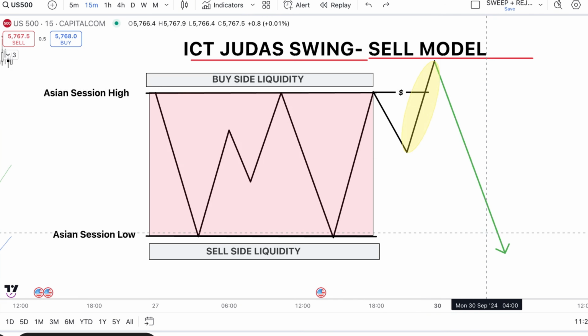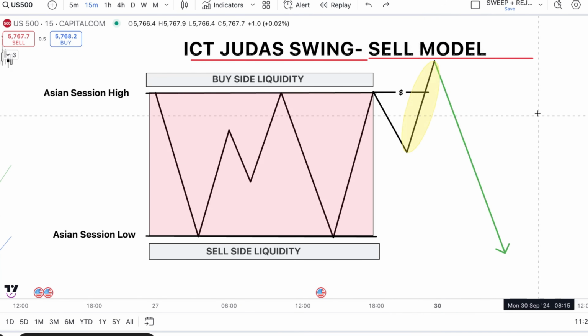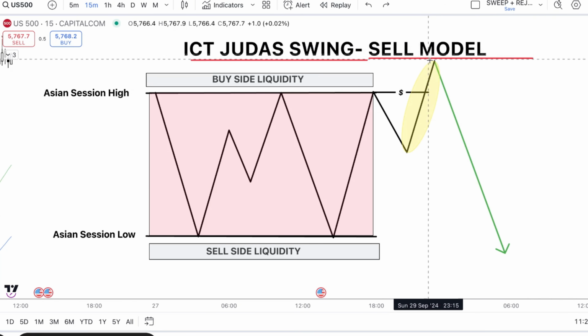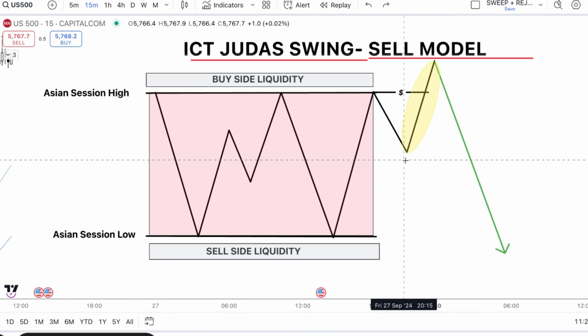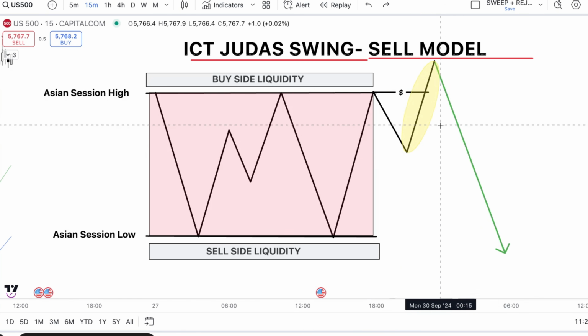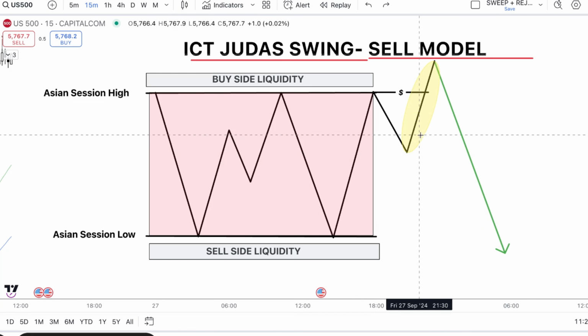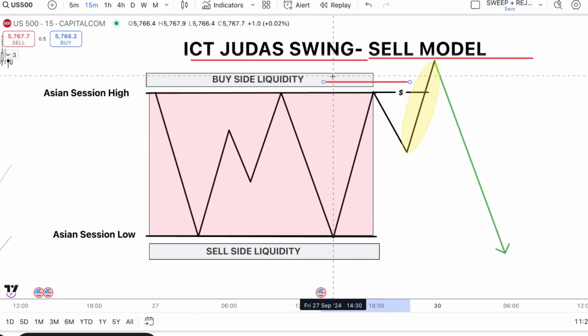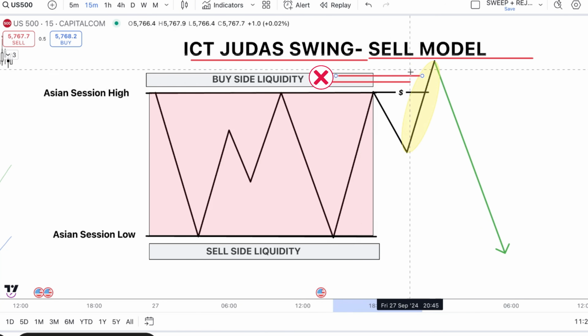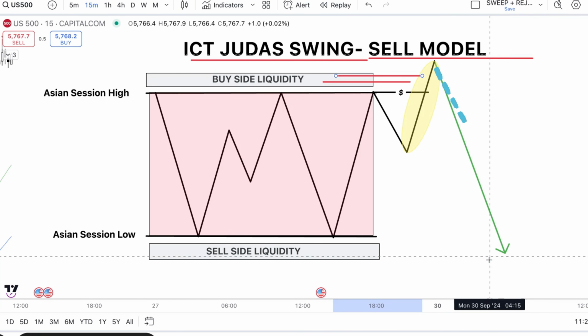Depending on your daily bias, I will get onto that in just a moment, you are going to be taking advantage of this sell trade opportunity, which is this green arrow right here. That's the trade that we're going to be taking part in. I'm going to break all that down in just a moment, but this is just an introduction to the sell model. If you've got a sell bias for the day, you want to see a sweep of buy side liquidity resting above the Asian session high. Then we can look for our entry models intraday, and we can look for a trade to the downside.